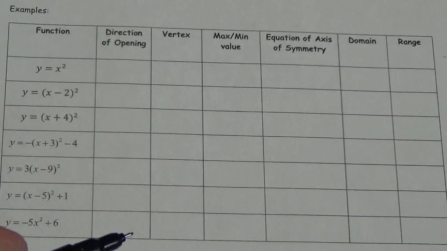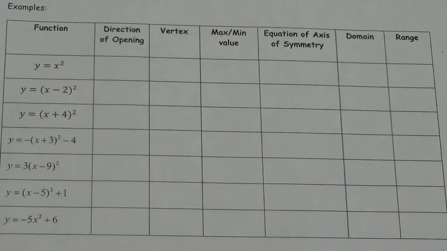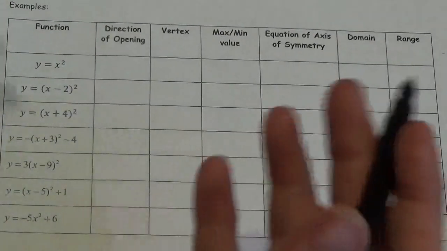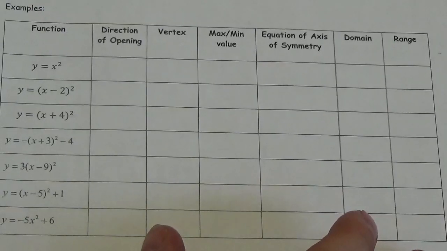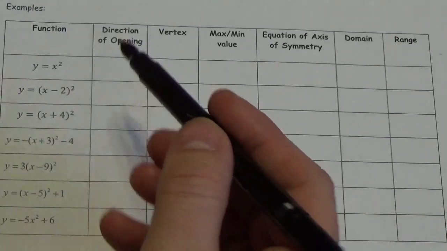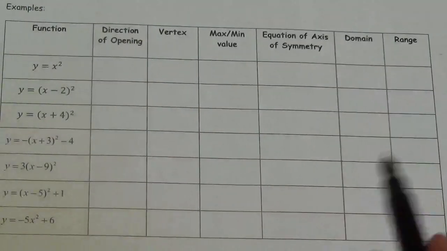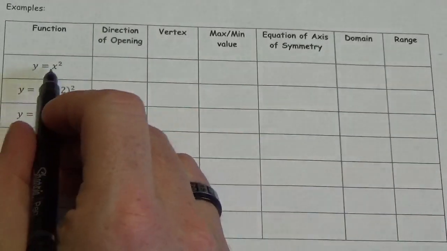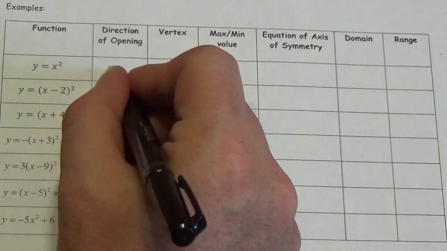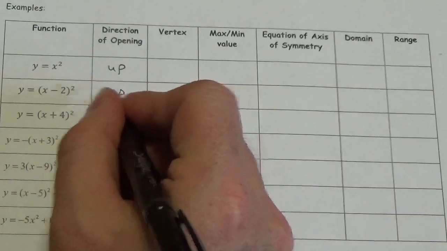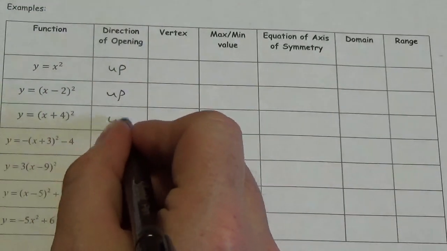Okay, so here's a pretty classic example question that we ask people here. We give them the chart and we ask them to fill in all the information. So what I'm going to do is just run down the columns, it's probably easier to do it like that. So here the a value is positive, so this is going to open up. It's positive 1, opens up.